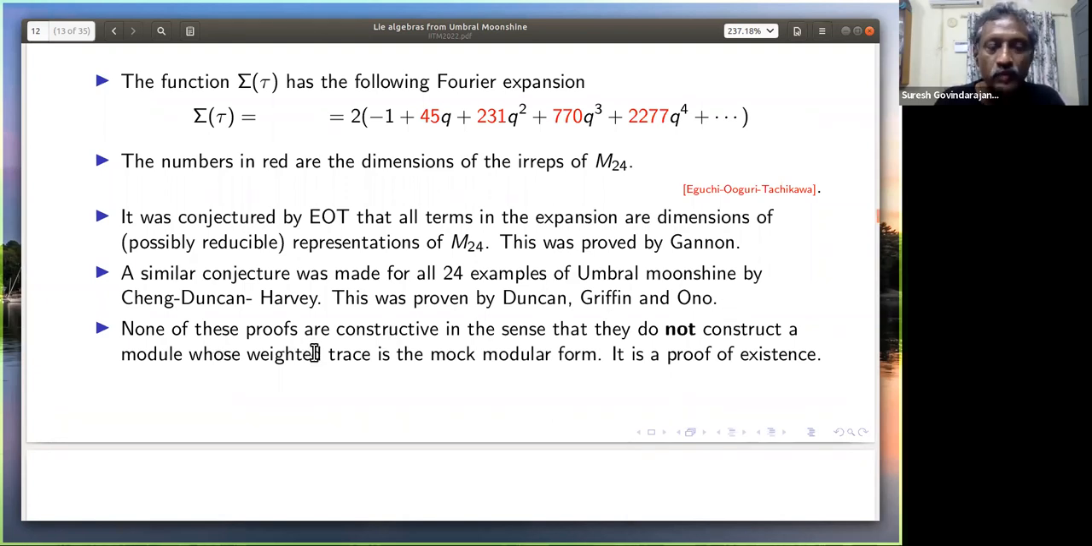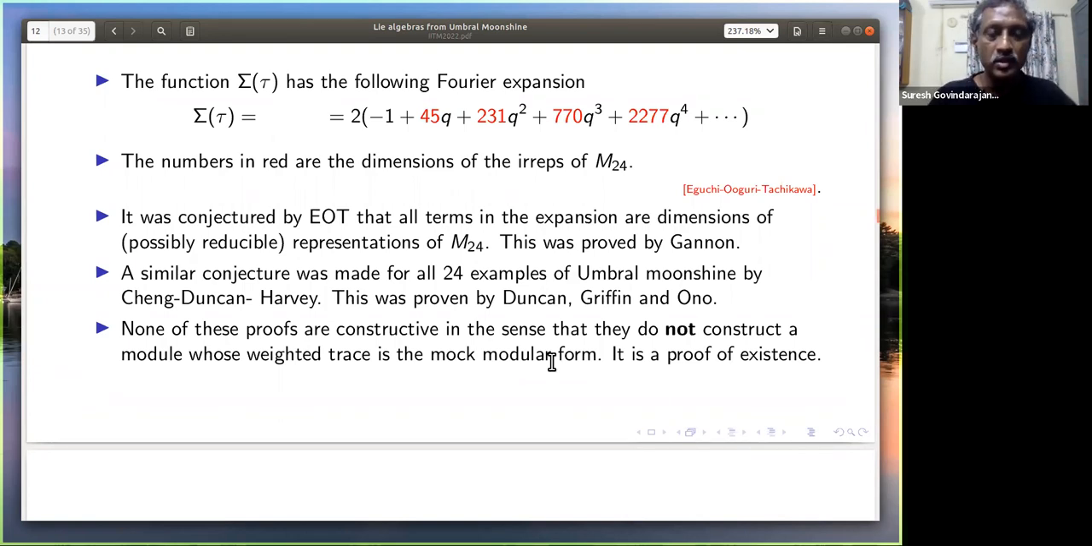Okay, so none of these proofs are constructive in the sense that they do not construct some big vector space or module on which you do some weighted trace, which leads to the mock modular form. It's only a proof of existence. And so this is actually an open problem.